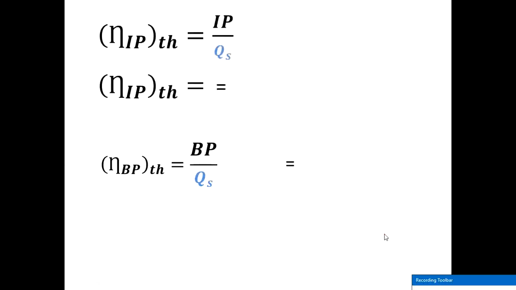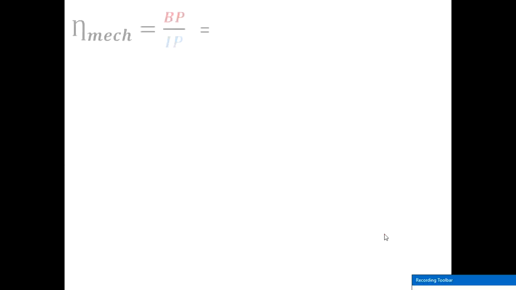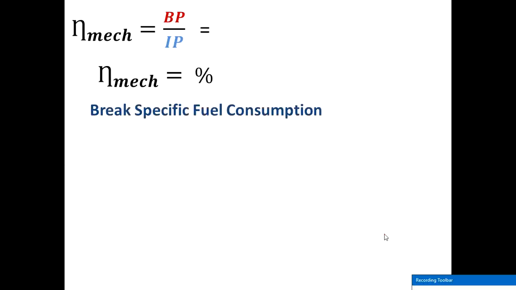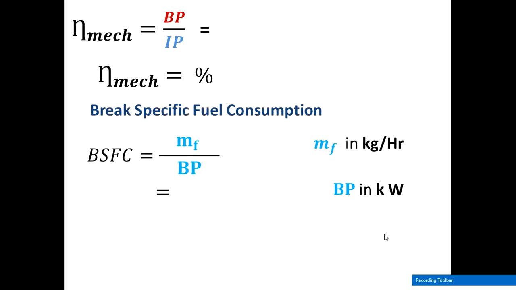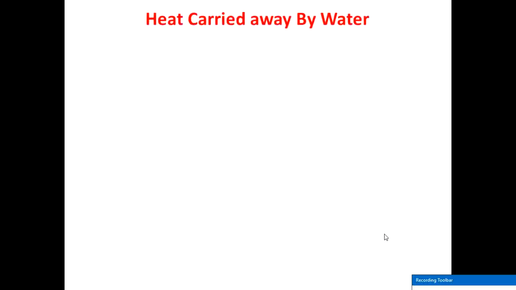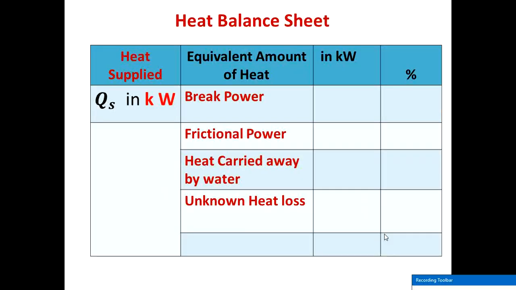Indicated thermal efficiency, brake thermal efficiency, brake power, mechanical efficiency, brake specific fuel consumption. These things you know. Heat carried away by the water, heat carried away by the exhaust gas, and then brake power, frictional power, heat carried away by the water. The heat carried away by the gas is not given here, so don't bother. Then finish off the problem.